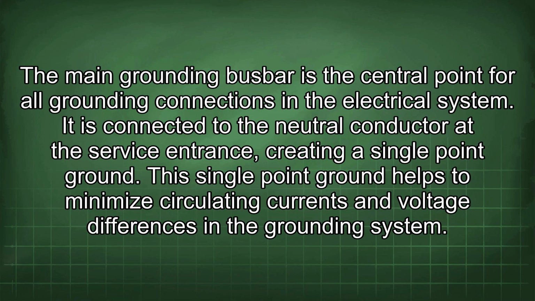The main grounding busbar is the central point for all grounding connections in the electrical system. It is connected to the neutral conductor at the service entrance, creating a single point ground. This single point ground helps to minimize circulating currents and voltage differences in the grounding system.